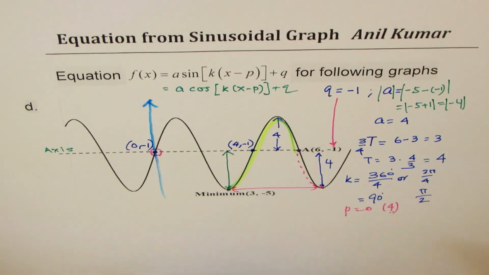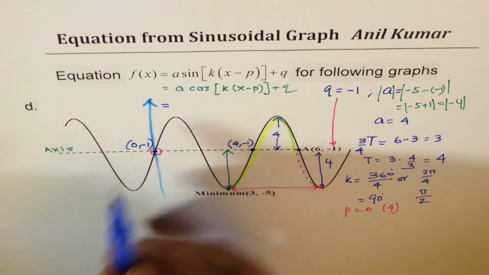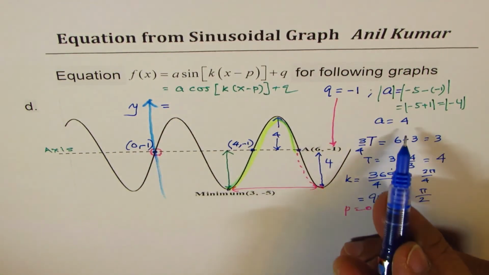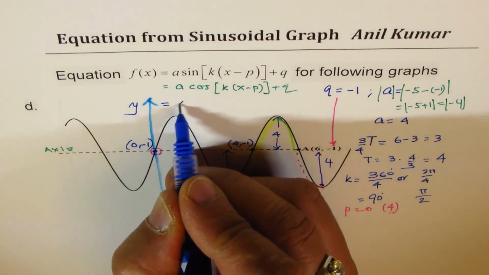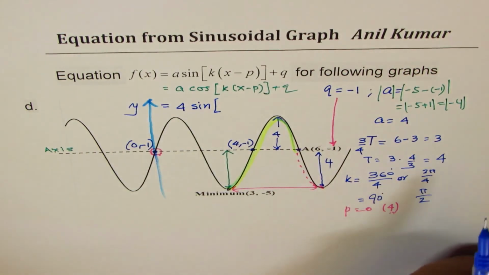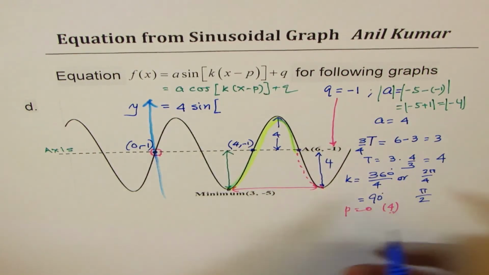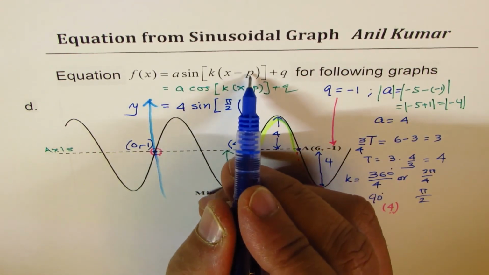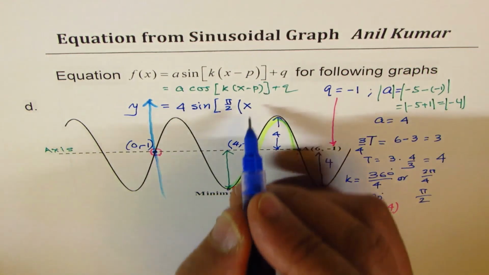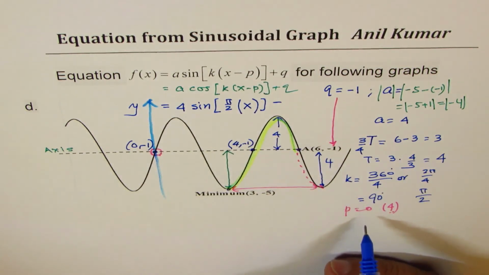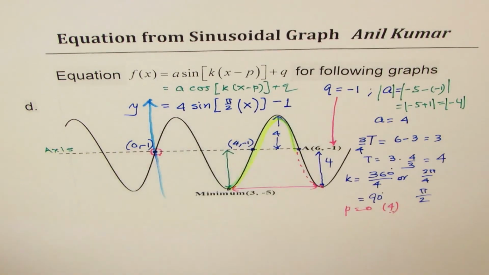Now we can write down our equation. So the equation will be f of x equals, or y equals, the amplitude, which in this case is 4 units. We are doing the sine function this time. Sine k, if I'm doing it in radians, it is pi by 2, x, since p is 4 and 4 is the time period, we are keeping it 0, right? Plus q, and the value for q is minus 1. So we'll write minus 1. It does make sense to you, right?